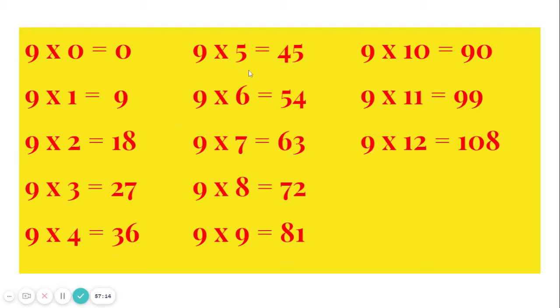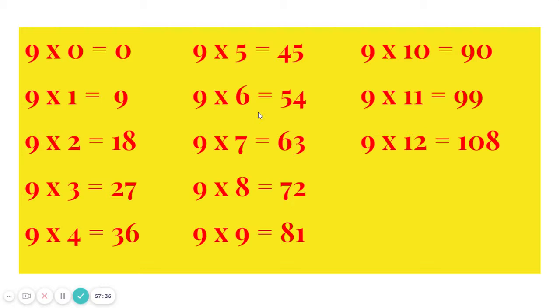9 times 5, you got 2 choices here. Ready? You can think about it as a clock trick. So how many minutes if it's pointing on the 9? One of our benchmark numbers, 45. Or you can hold down your 5 finger, which is your thumb on your left hand, 4 fingers on the left of it, 5 fingers on the right of it, 45.